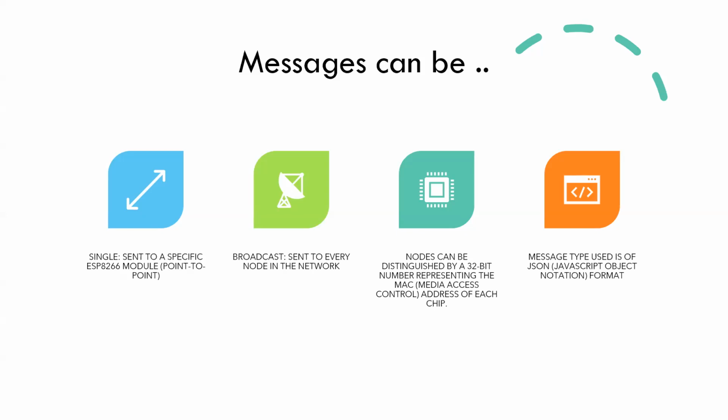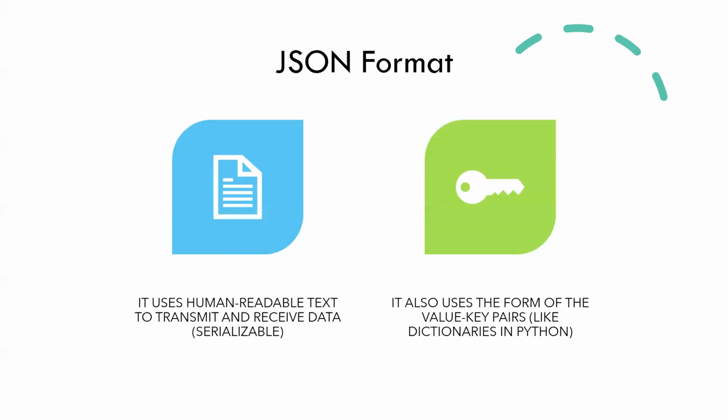The message type used, or let's say the data type used in messaging, is actually JSON, which stands for JavaScript Object Notation. This JSON uses human readable text to transmit or receive data, and it is also serializable. It also uses the form of key-value pairs. If you are familiar with Python, you know the dictionaries in Python. They act almost the same.